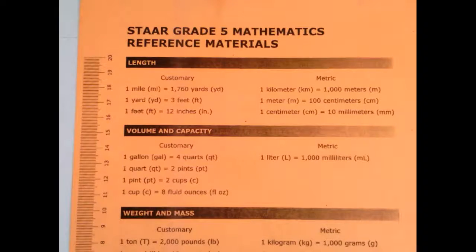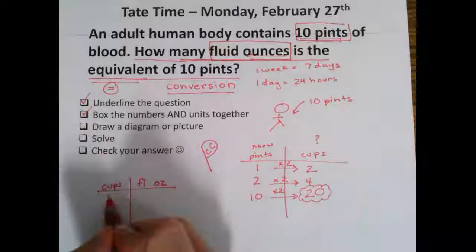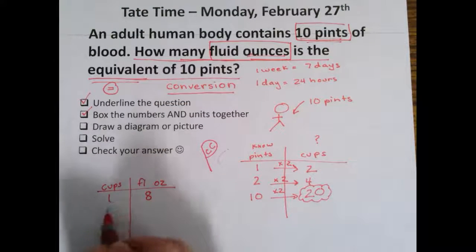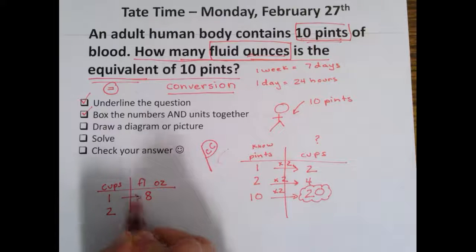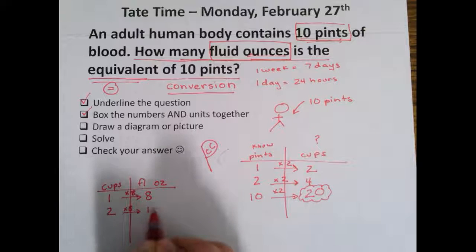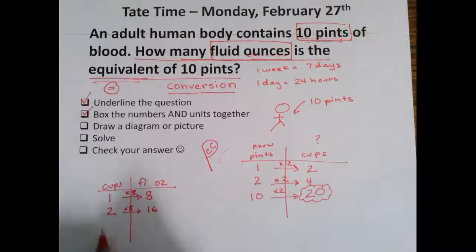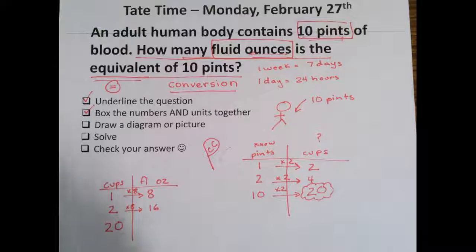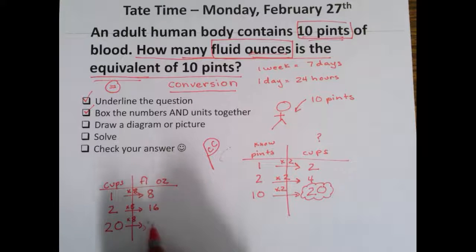Going back on my chart, I now know that I have 20 cups, and each 1 cup is equal to 8 fluid ounces. Okay, so 1 cup is equal to 8 ounces. 2 cups, I'm just continuing the pattern. I'm timesing by 8 again, which makes 16. But I have 20 cups. So the 2 can help me because I know that 2 times 8 is 16. 20 times 8 is just going to be 16 tenths. So 160.